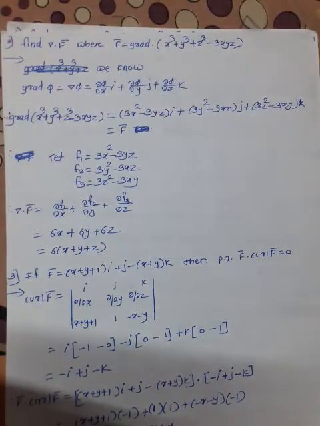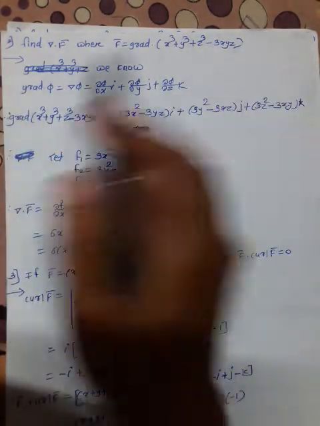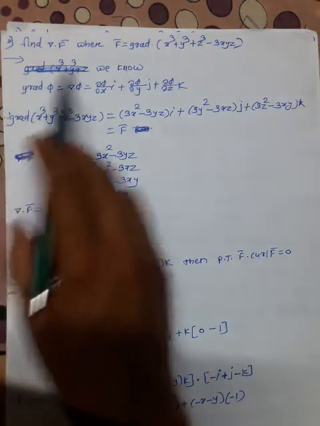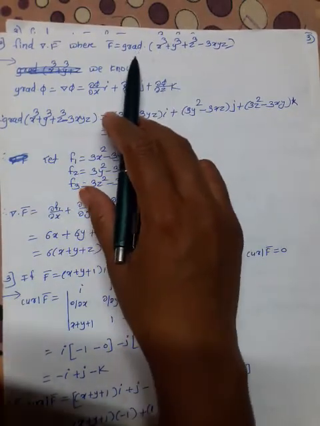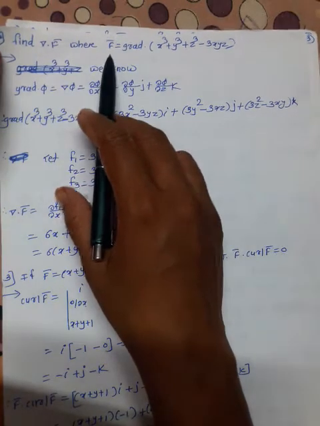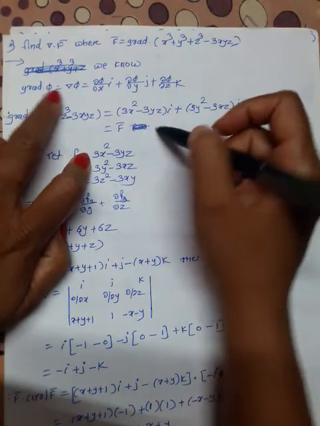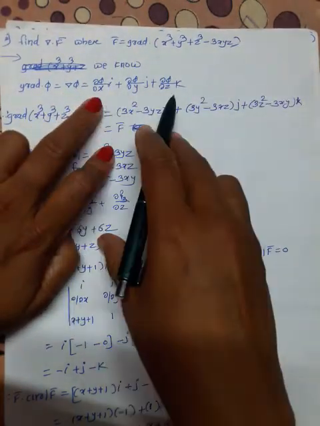Vector and scalar functions: the others are called scalar functions. Now, before finding del dot f bar, we first have to find f bar. And what is f bar? It is the gradient of phi. That's why we have to find the grad of phi, meaning del of phi, which is by definition this.